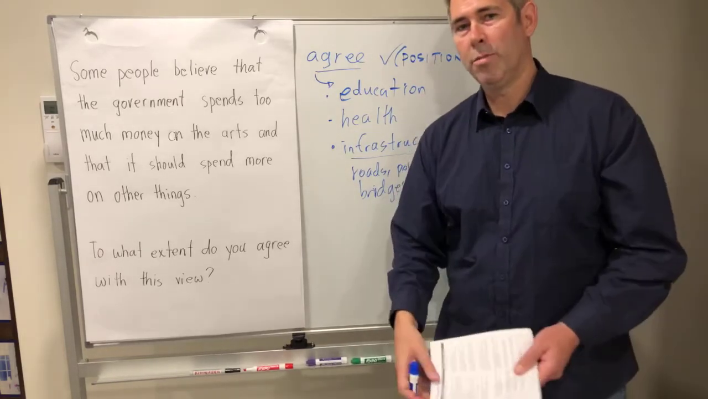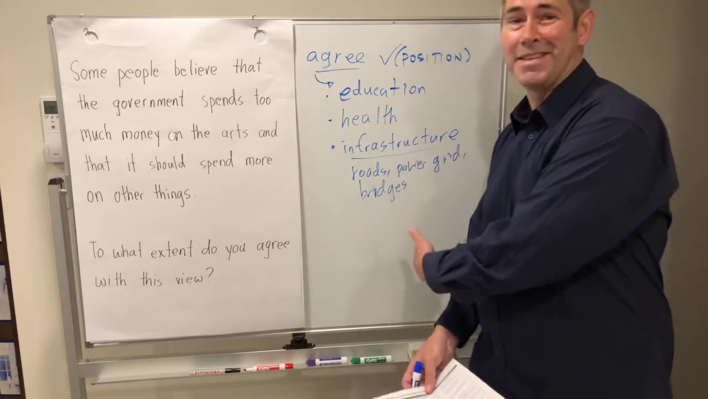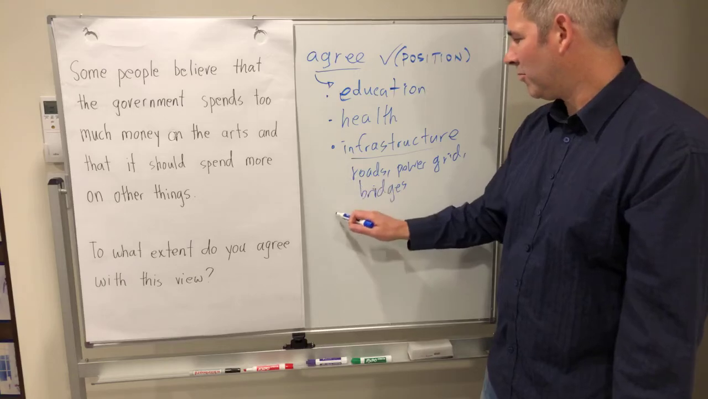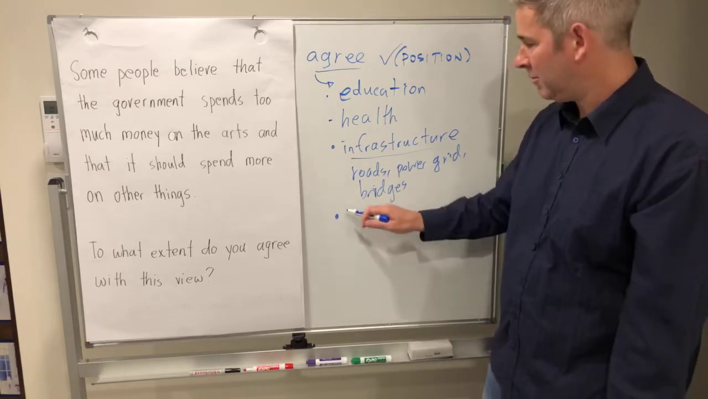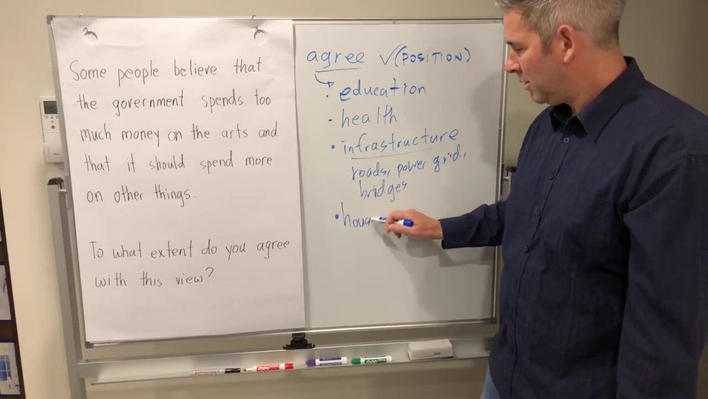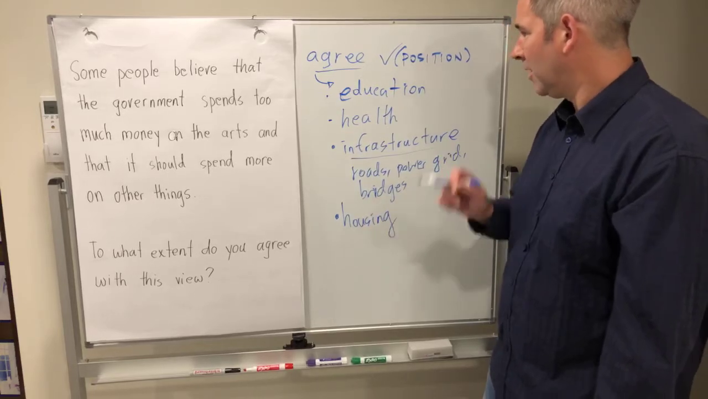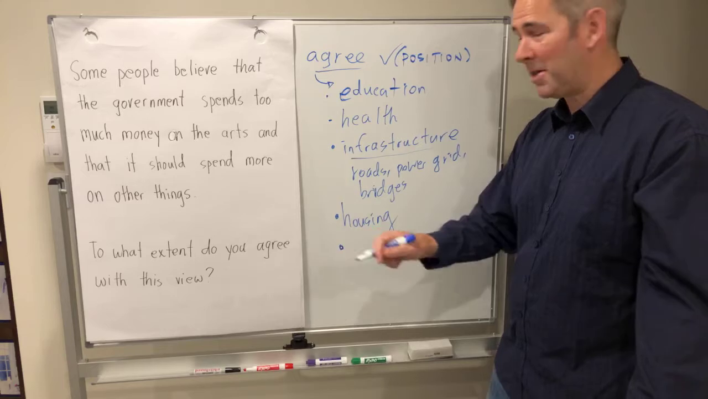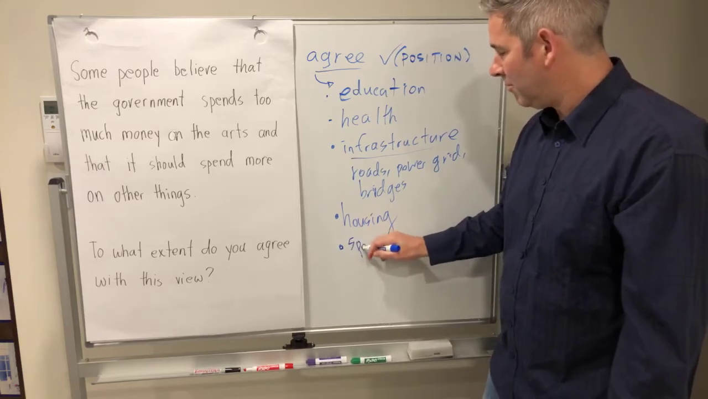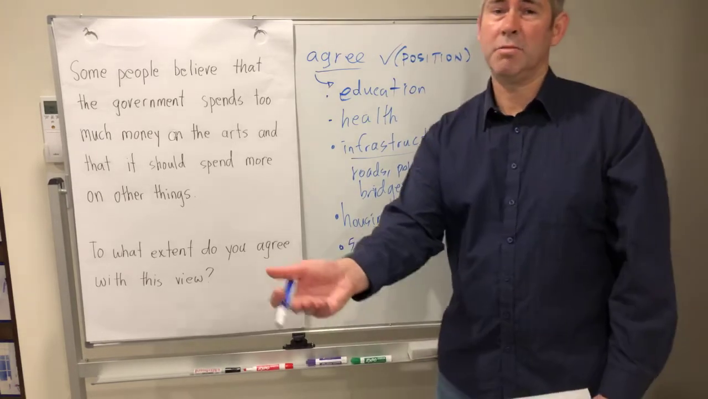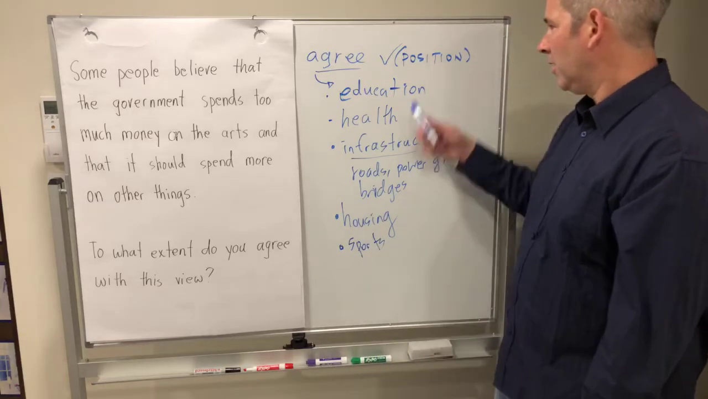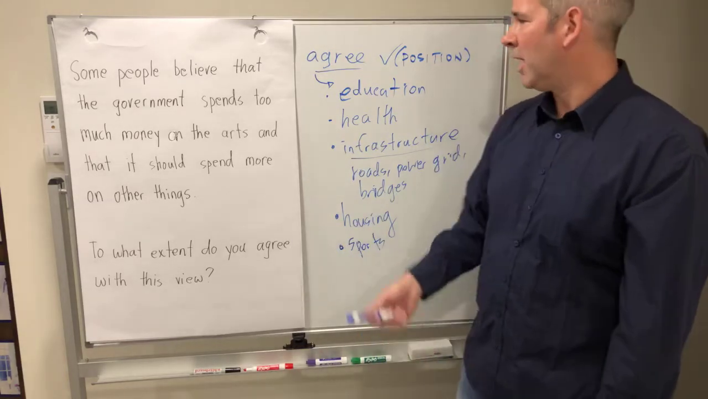Some of you in more populated countries than New Zealand might say subway. We don't have a subway here in New Zealand. What are some other things? Housing. Right? So you see immediately, well, some of you, and I want to talk about this at the end actually, some of you might even say sports, right? Maybe that should be prioritized over the arts. So many different things you could talk about.